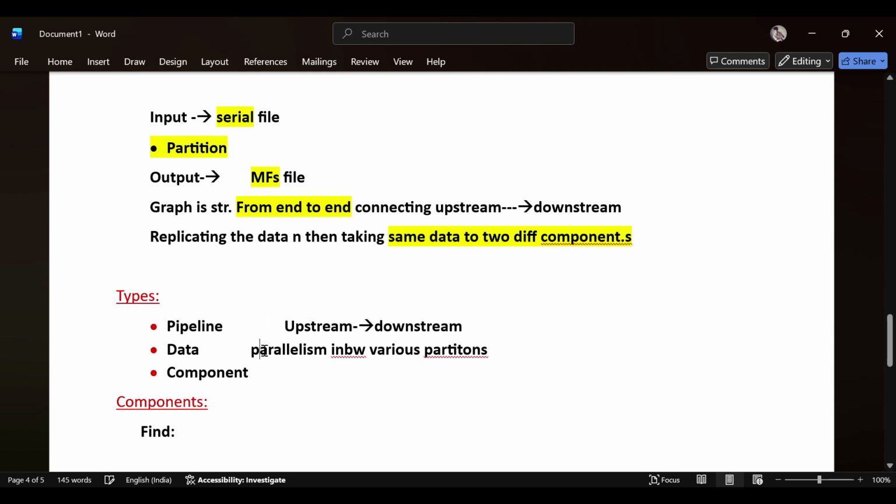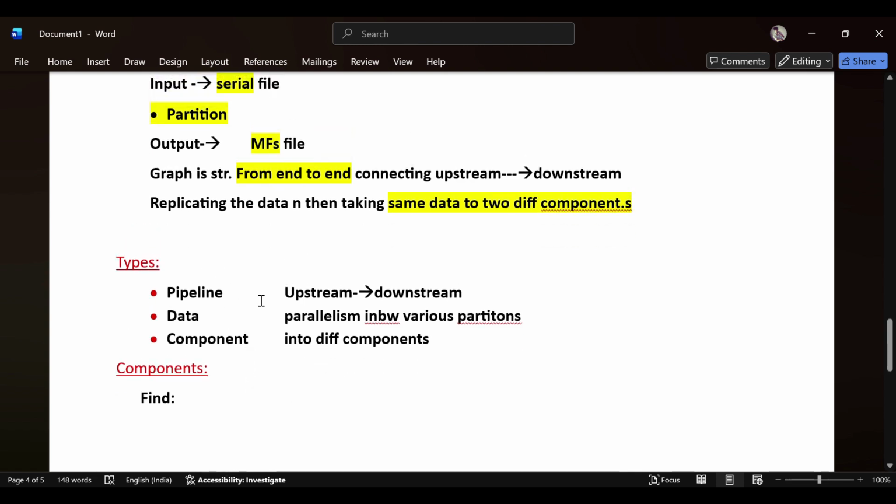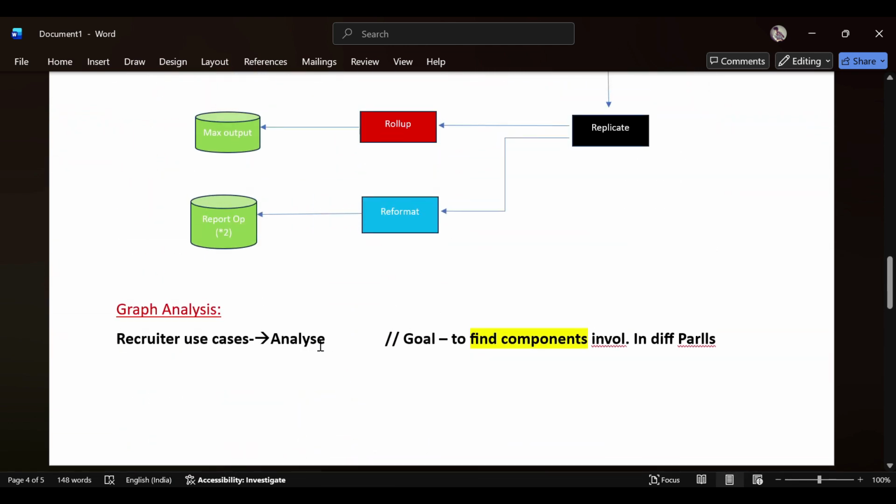And then component parallelism. Here it is the same data going into different components, it can be two or three or whatever. So these are the one-line definitions. There is a lot of theory and examples involved, so I just recommend you go to that official site.